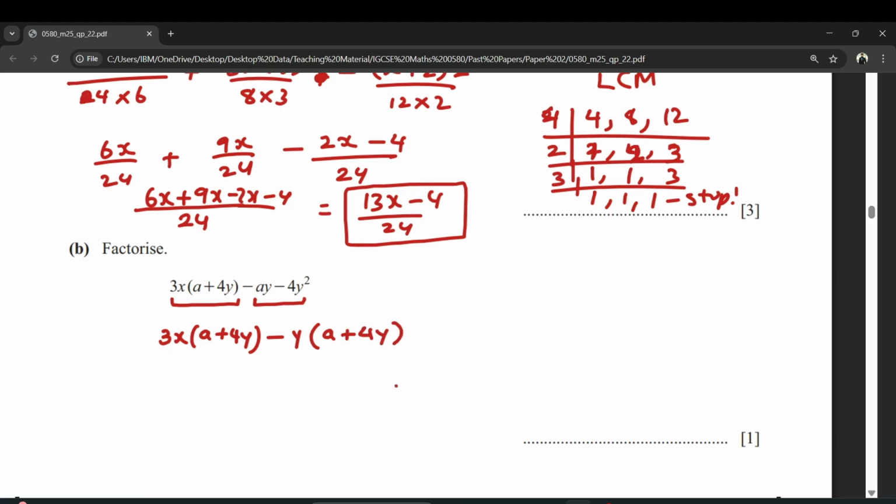Now, out of this, a plus 4y is common. So I can factorize that outside. What I'll be left with is 3x minus y. Okay, so this is my answer for this part of the question. A plus 4y times 3x minus y.